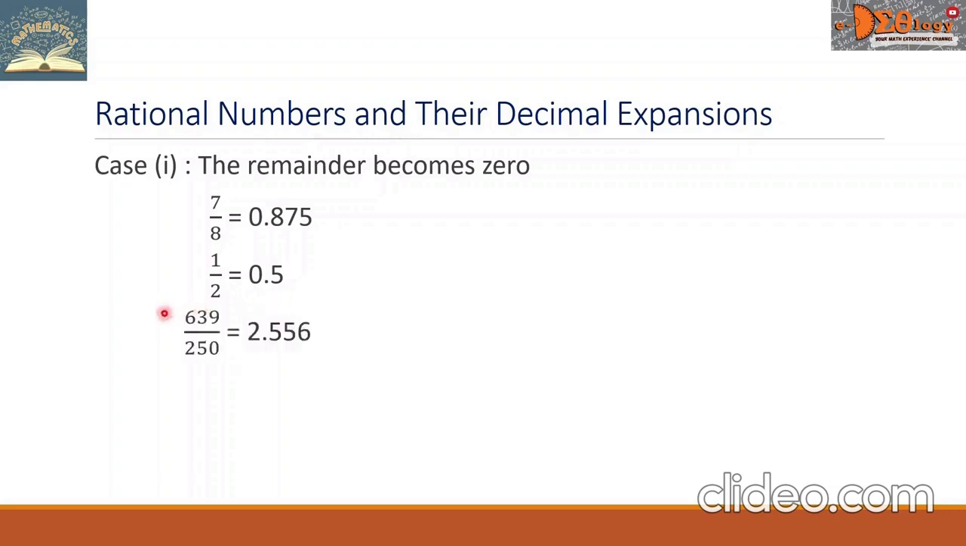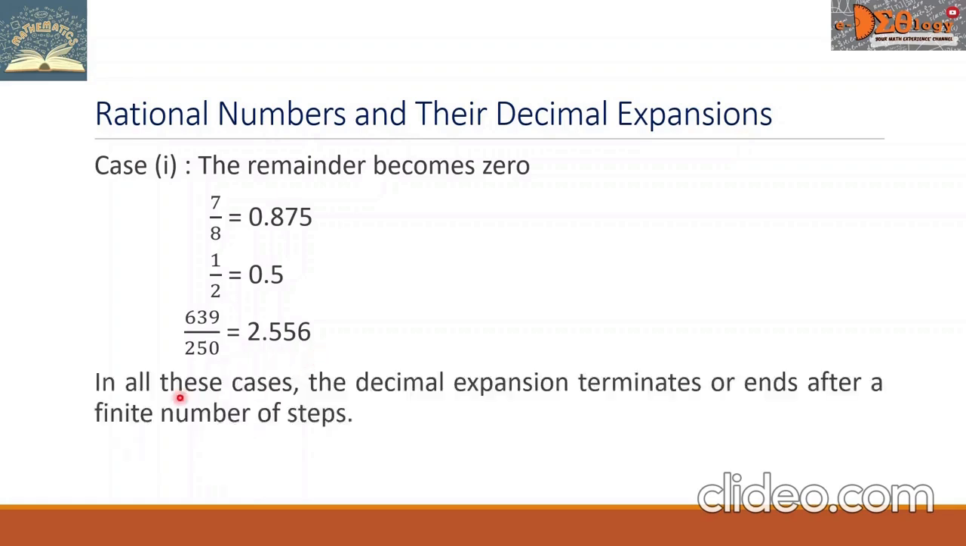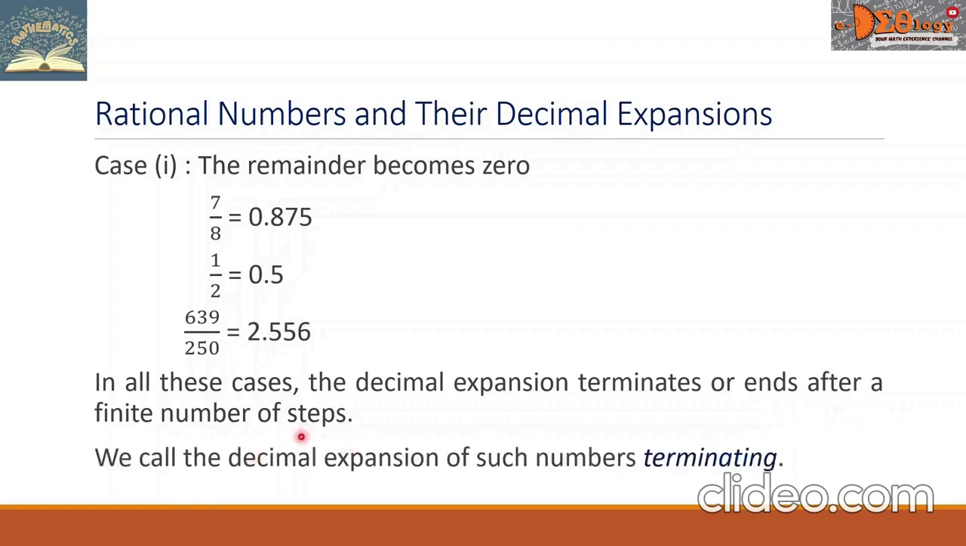Another example, 639 over 250 equals 2.556. In all these cases, the decimal expansion terminates or ends after a finite number of steps. We call the decimal expansion of such numbers terminating.